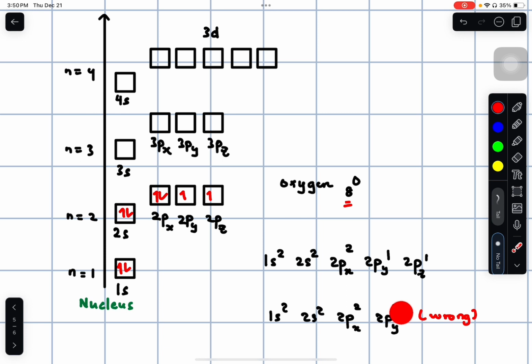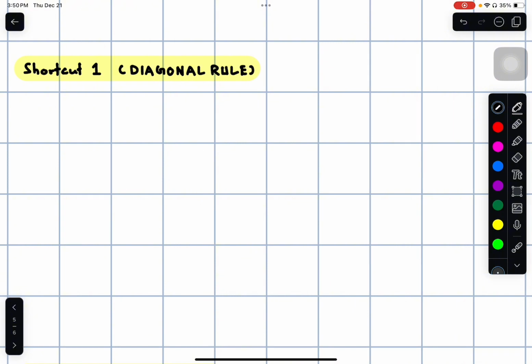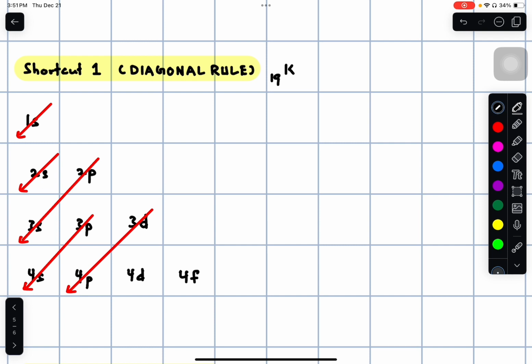Notice that if you have filled this in without following the Hund's rule, this is the answer that you would have ended up with, and you would have been deducted marks for that, because there's a shortcut that you can follow, which we call the diagonal rule, to make this process much easier. So what you're going to do is you're going to write them out in series. 1s, 2s, 2p, 3s, 3p, 3d, 4s, 4p, 4d, 4f. After that, you're going to draw diagonal lines like this. The electrons are going to be filled in series following these diagonal arrows.